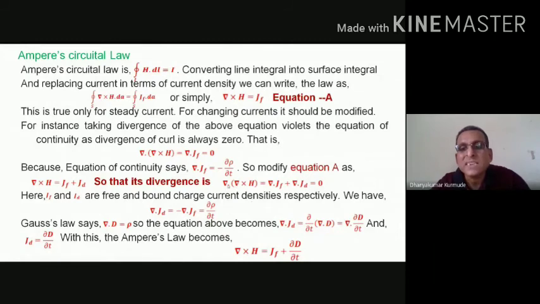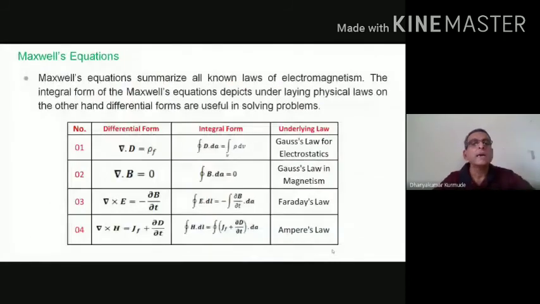So we can rewrite this equation as del dot del cross H is equal to del dot JF plus del dot dou D by dou t. Then removing the divergence operator, we can write del cross H is equal to JF plus dou D by dou t. This is called the modified form of Ampere's circuital law, and this modification is done by Maxwell. With this, we are at the end of the presentation.